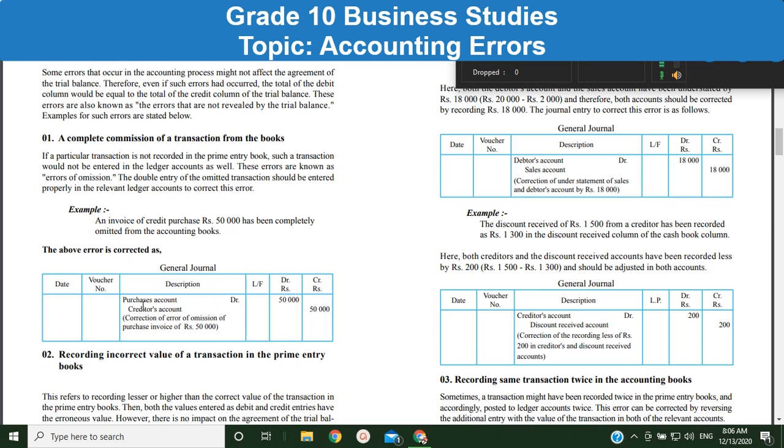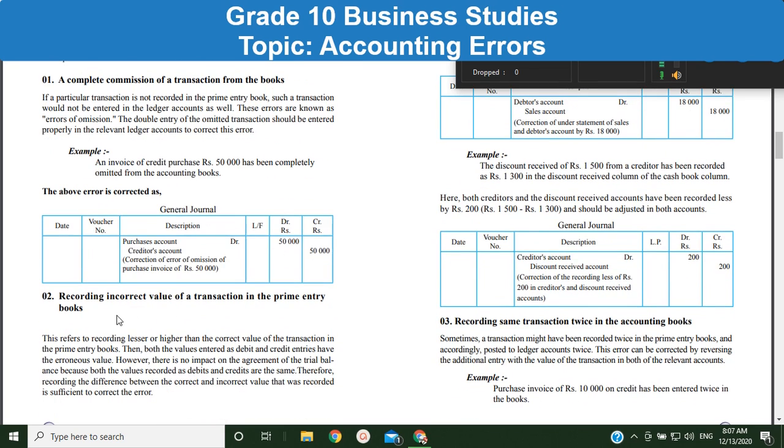So at that time what you have to do is correct it. Purchase should come to the purchase account debit side. If it is credit purchase, it should go to the creditor's account. So debit, credit. Then the narration: correction of error of omission of purchase of rupees 50,000. A small sentence, a two-line sentence is enough. Write the correction. So this is the general journal. We corrected this. Finished, right? Then we go to the second mistake, recording an incorrect value of a transaction in the prime entry books.